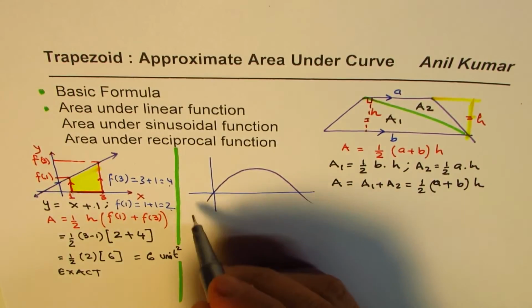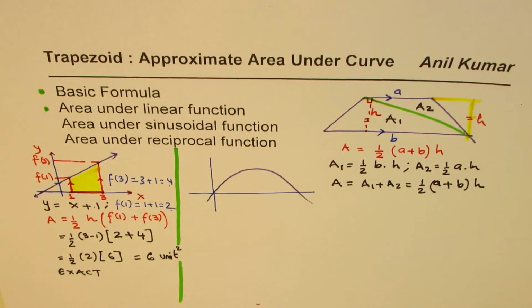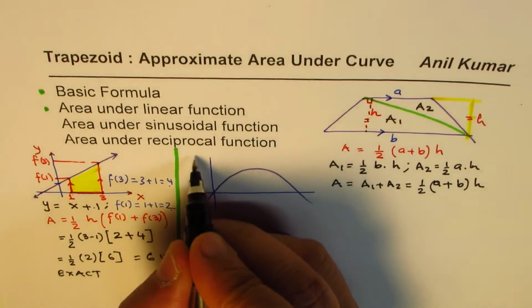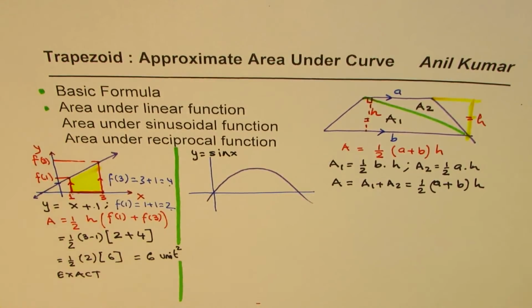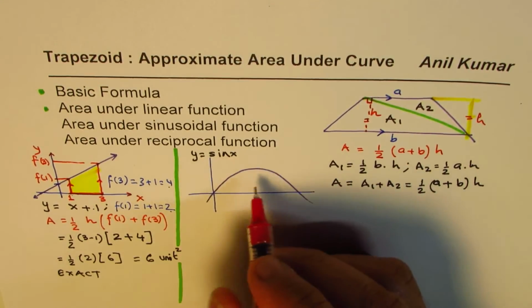We'll do something else here. So that's a part of sine curve. Let me write this function as y equals sine x, right? So that makes it clear. And we'll find area under a boundary condition.